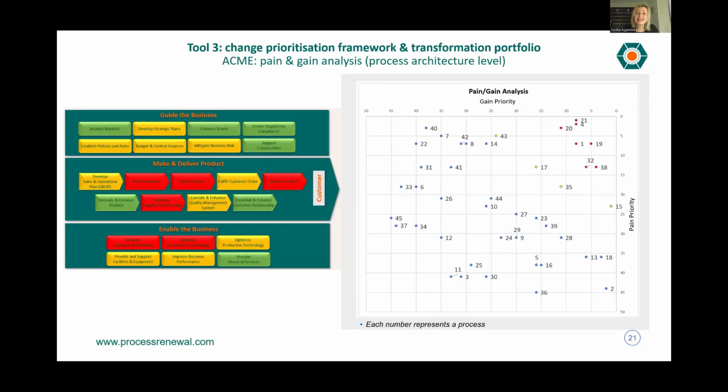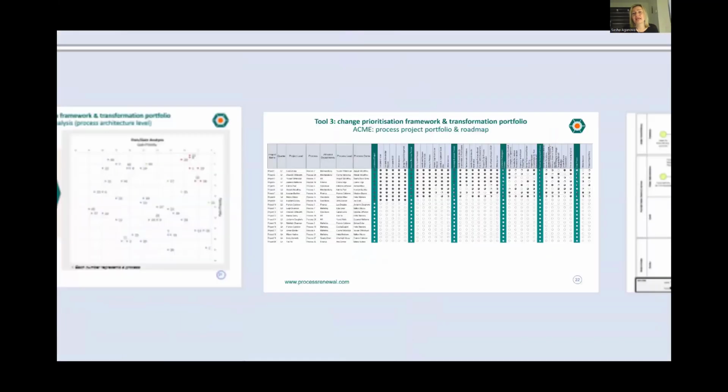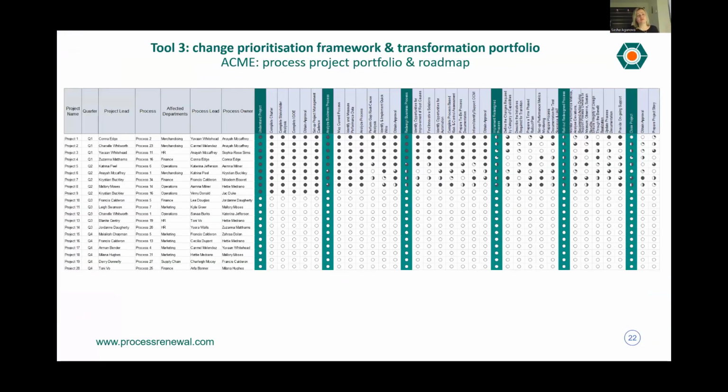From here, it becomes a very good foundation to build the prioritization and a change portfolio. That would look, again, based on one of the deliverables that was done for quite a few customers, and it was extremely well accepted. On the left-hand side, I have just the project numbers, the quarter when we're going to look at it, and the project lead.